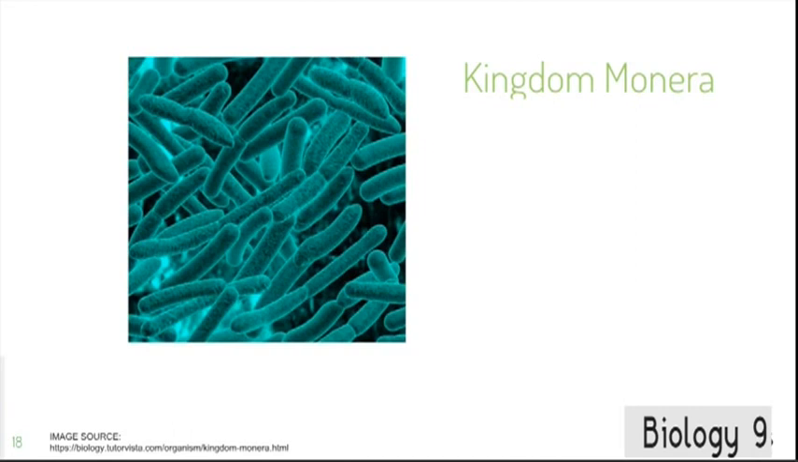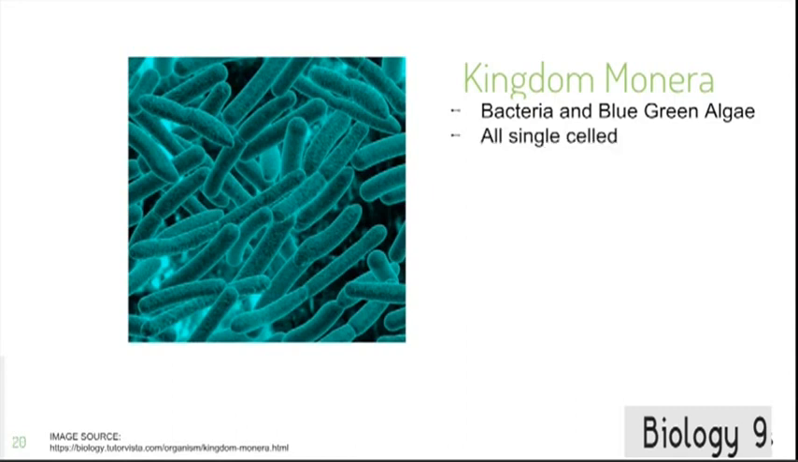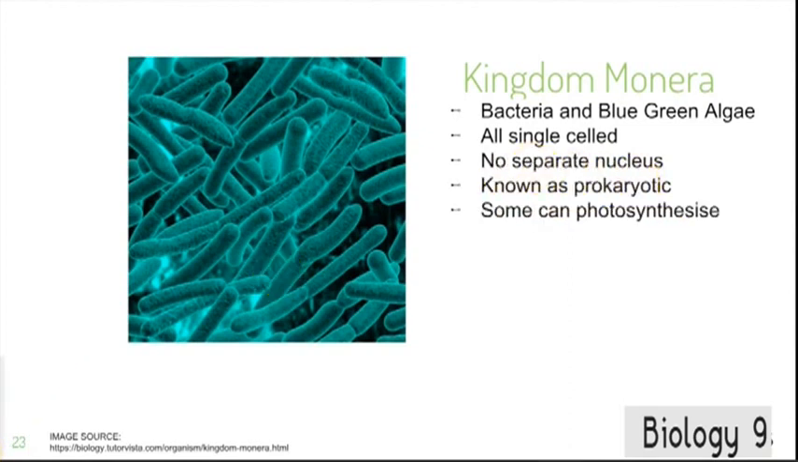The Monera include all of the bacteria and also blue-green algae. The members of this kingdom are all single-celled organisms that do not have a nucleus. Really important to remember, these are known as prokaryotic. Pro meaning before, karyotic comes from the word kernel, the nucleus, so before the nucleus. They have no separate nucleus. Some of these can photosynthesize and make their own sugars, and others are disease-causing and known as pathogens.